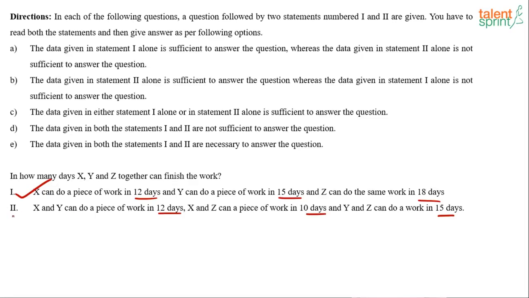Now this is a standard question type. This also will give you the answer. I don't have to explain how, and you should not even be solving it. You know X plus Y equals 1 by 12, X plus Z equals 1 by 10, and Y plus Z equals 1 by 15. So basically three equations and three variables. Can you solve? Yes. You will get their individual capacities.